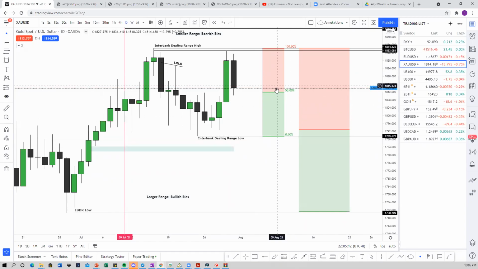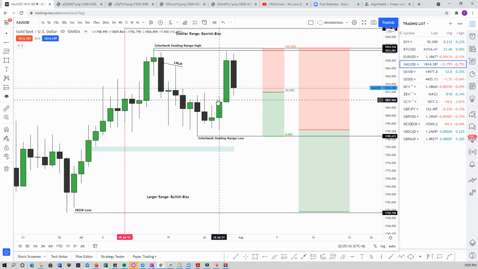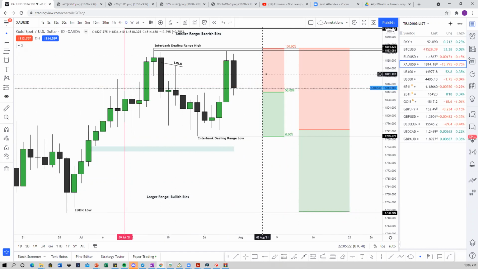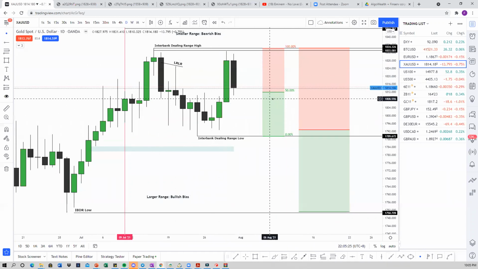But it is subject to change depending on what happens because Mr. Gold, when he moves a lot, tends to invalidate a ton of things, right? So you need to think about gold on a case by case basis and on a daily basis, right? So that's my view on gold.